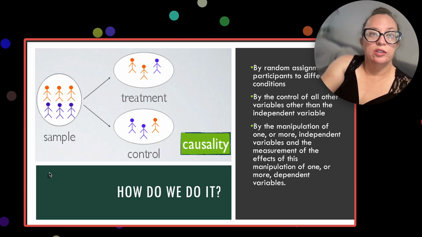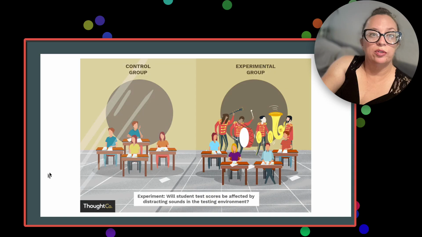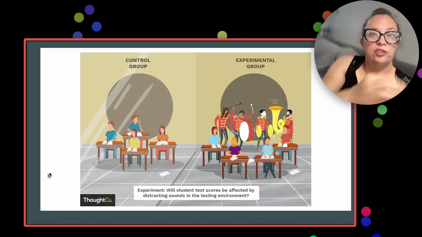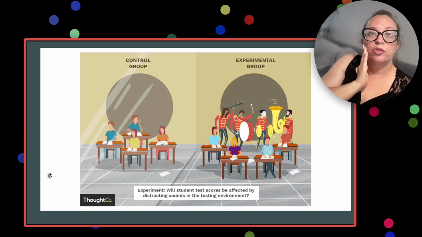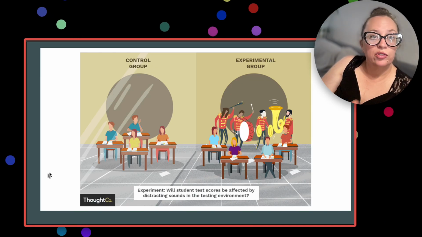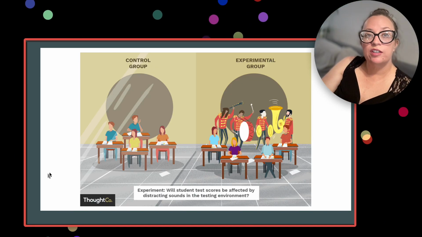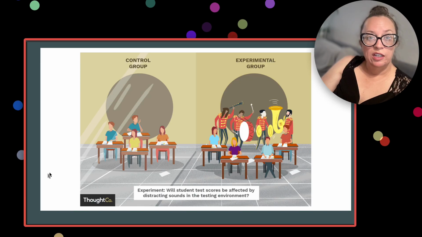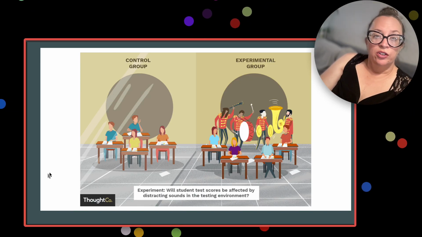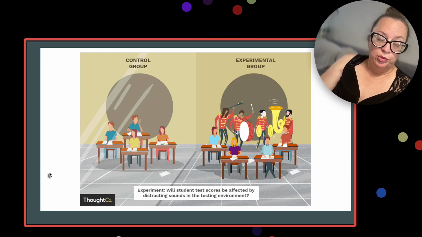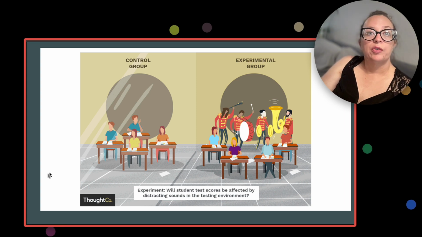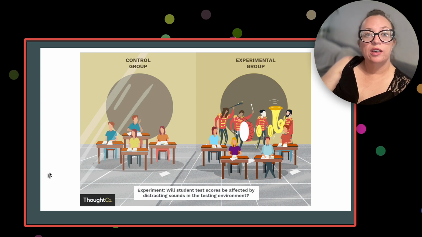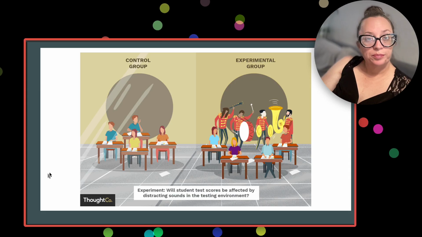All right, so here's an example, an image, right? Maybe the experiment is that students' test scores will be affected by distracting sounds in the environment. Normally test-taking environments are meant to be quiet and consistent. So the control group would be just a normal class. The experimental group would be the group with distracting sounds, right? So just a visual way to think about this.